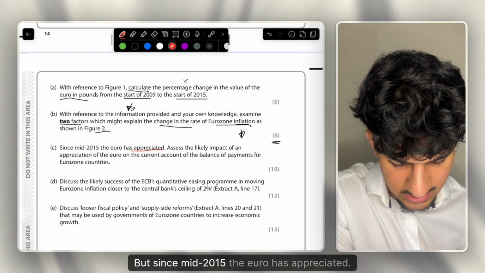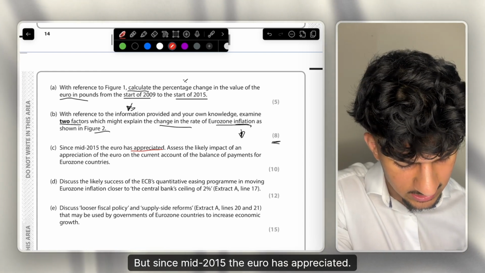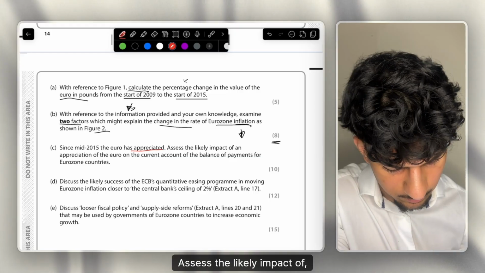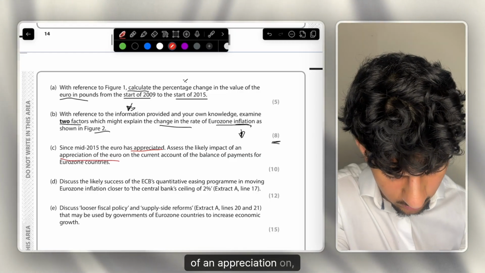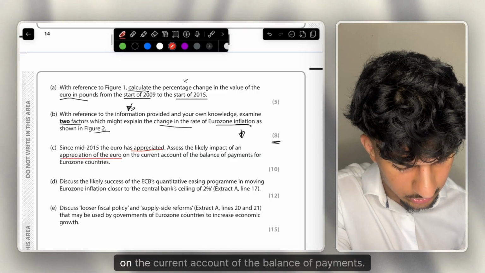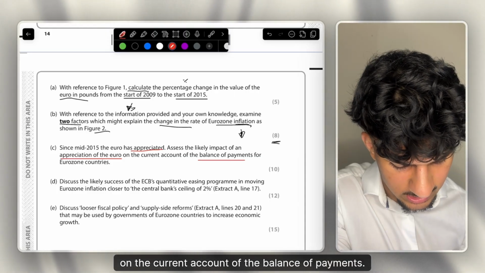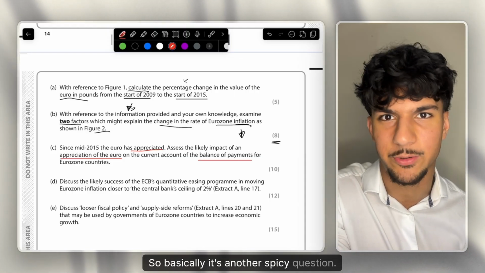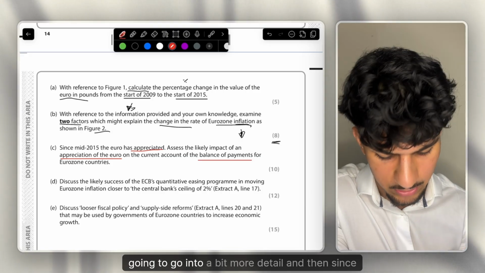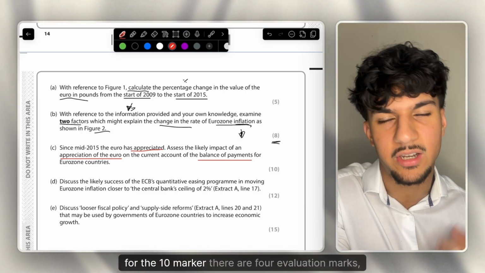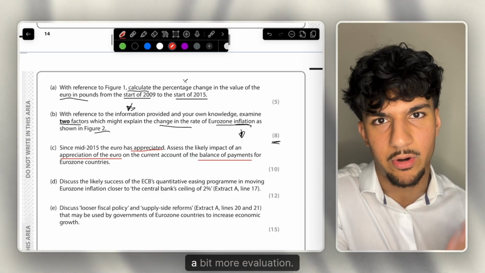Since mid-2015, the euro has appreciated. Assess the likely impact of an appreciation of the euro on the current account of the balance of payments. So basically, it's another similar question. The only difference here, you're probably just going to go into a bit more detail, and then, since for the 10 mark there are 4 evaluation marks, a bit more evaluation.